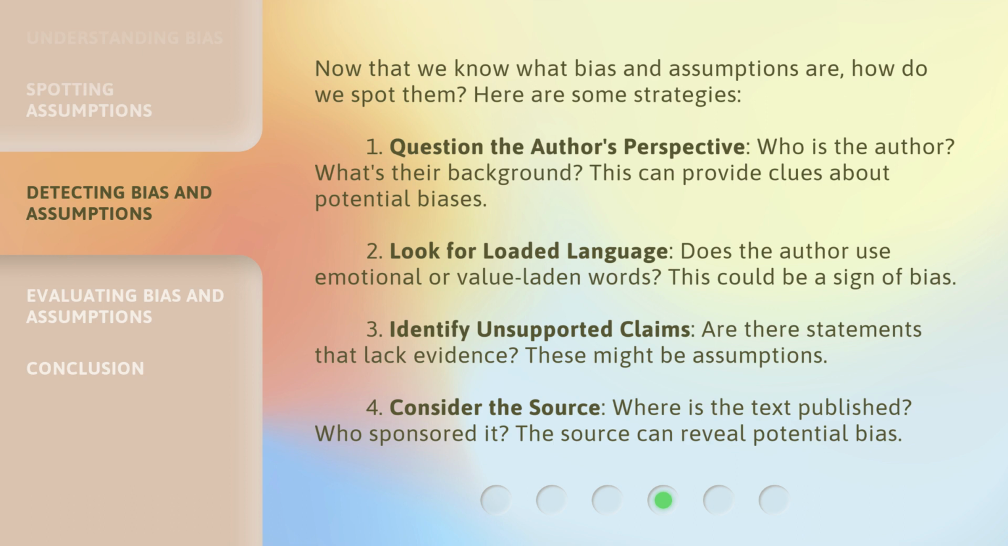3. Identify unsupported claims. Are there statements that lack evidence? These might be assumptions. 4. Consider the source. Where is the text published? Who sponsored it? The source can reveal potential bias.